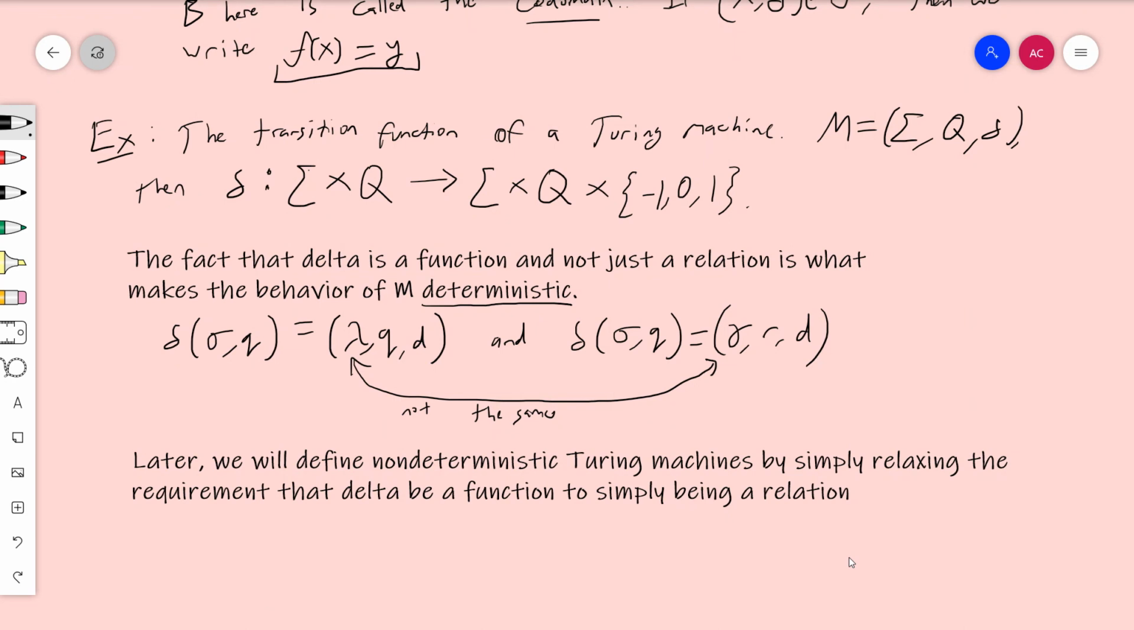And of course, keep in mind, when I write this right here, what that's really claiming is that this pair, sigma, q, comma, lambda, q, d, is an element of delta. Delta is a set. It's a set of things that look like this, and that's really what this notation is covering up.